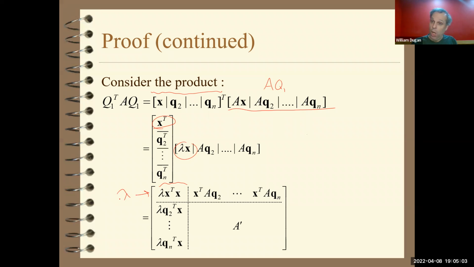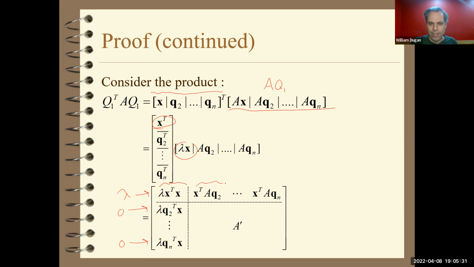But then everything below it, you have Q2 transpose times X. That's actually the dot product of Q2 with X. But we know that Q2 and X are part of that orthonormal basis. Those two vectors are orthogonal, so that means this is a fancy way of saying 0. And in fact, all the ones below it are all 0. So the first column is lambda and then zeros.